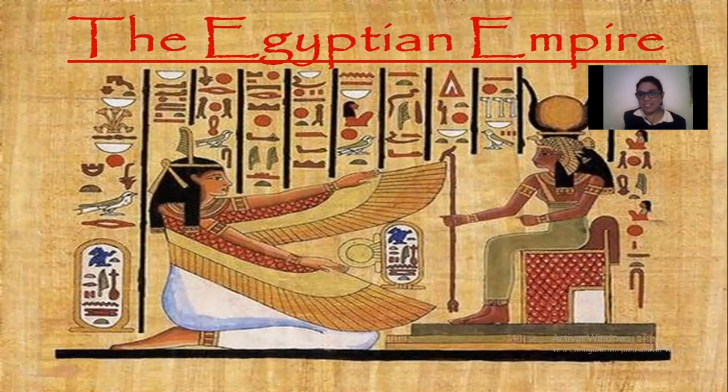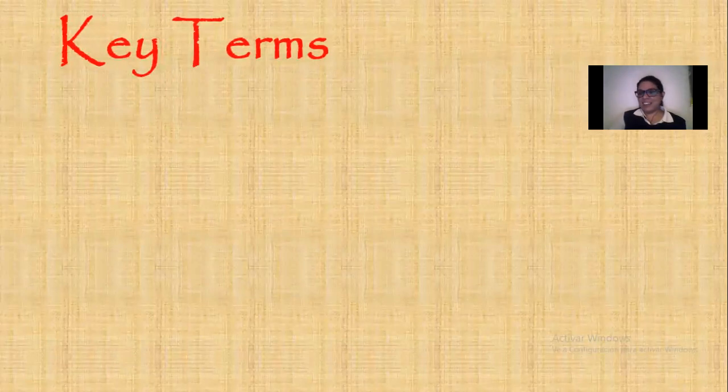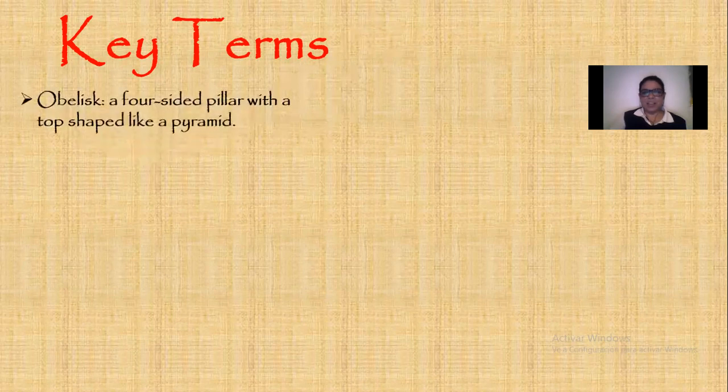Well, you can see what it is. The Egyptian Empire, one of the greatest civilizations in history. The key terms for today are obelisk, a four-sided pillar with a top shaped like a pyramid.